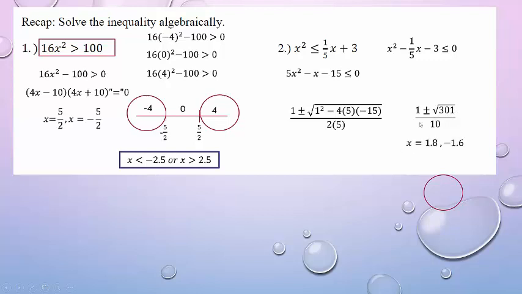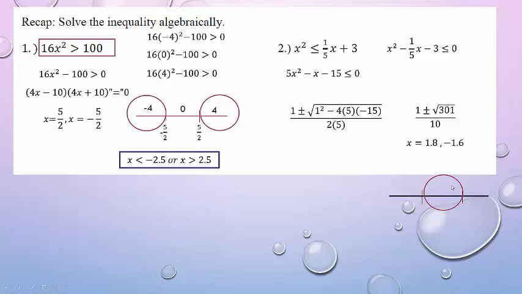So we have to remember that we're going to have to turn these into workable numbers. Like, we're going to have to put these on a number line, so it's probably easier if we convert this into decimal form. So these answers would be about 1.8 and negative 1.6, rounded, of course.